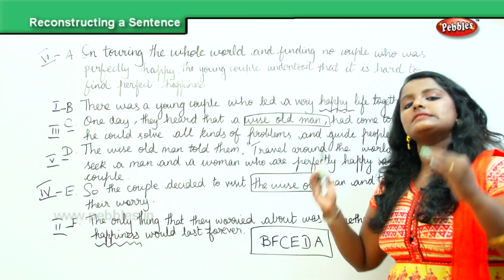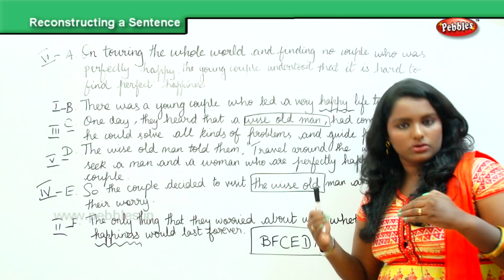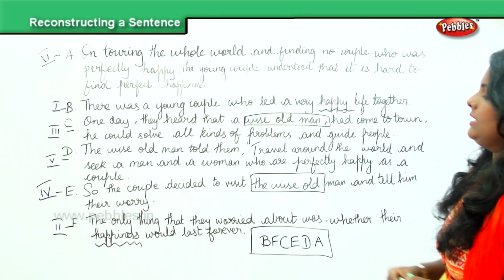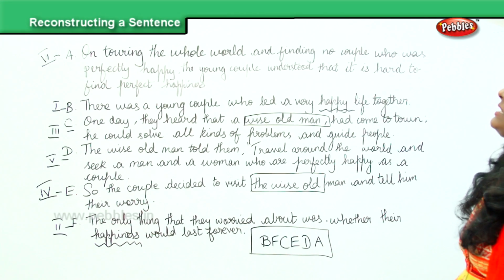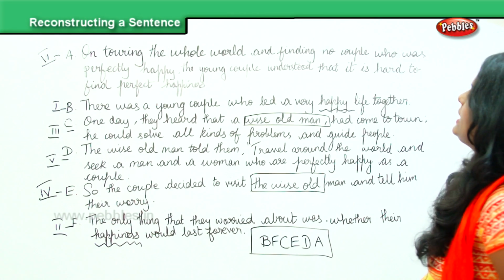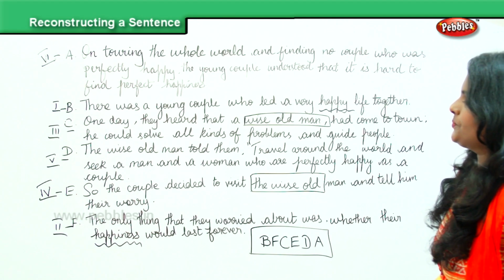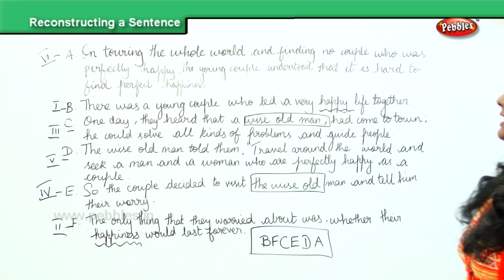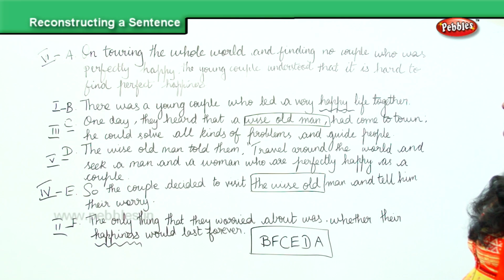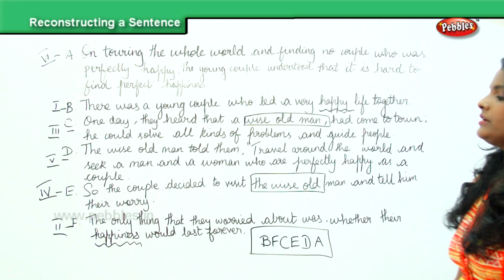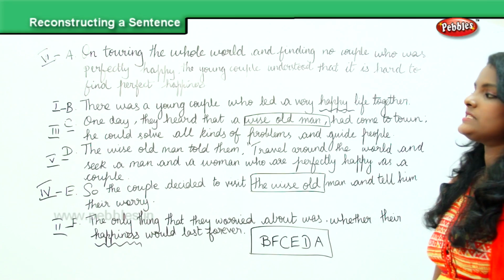Now read all the sentences in the same order along with me to get an idea whether we had set the sentences in the proper chronological order, right? Let's begin. There was a young couple who led a very happy life together. The only thing that they were worried about was whether their happiness would last forever.